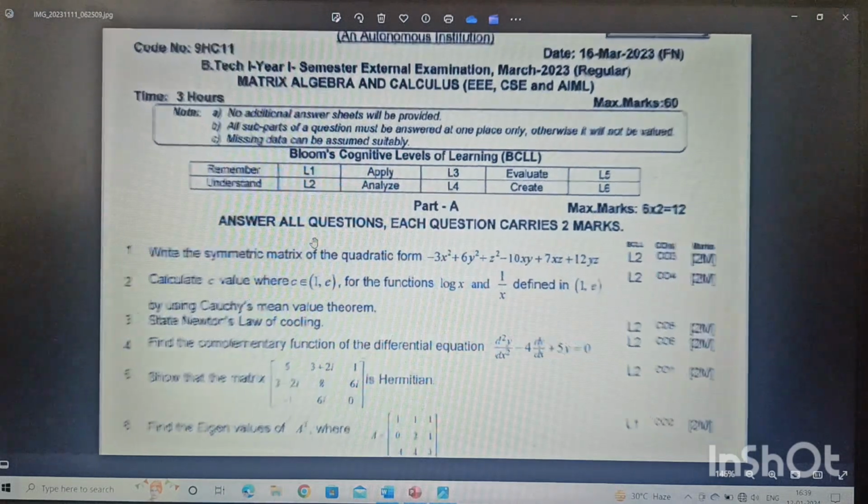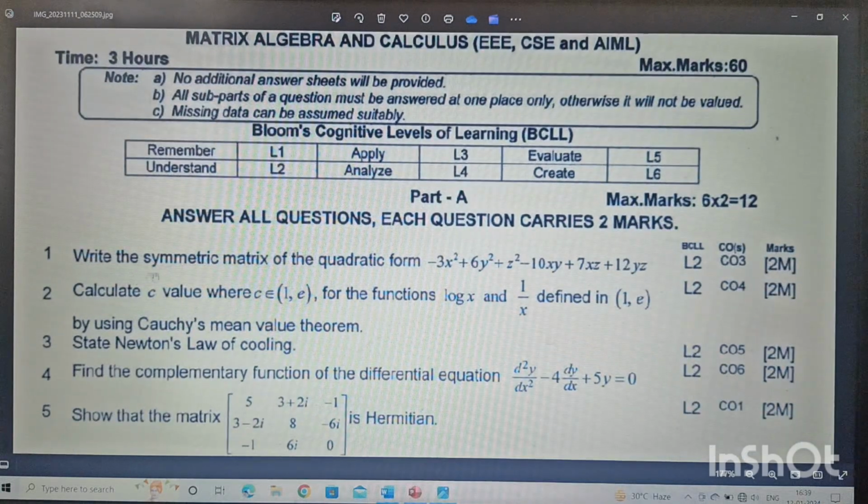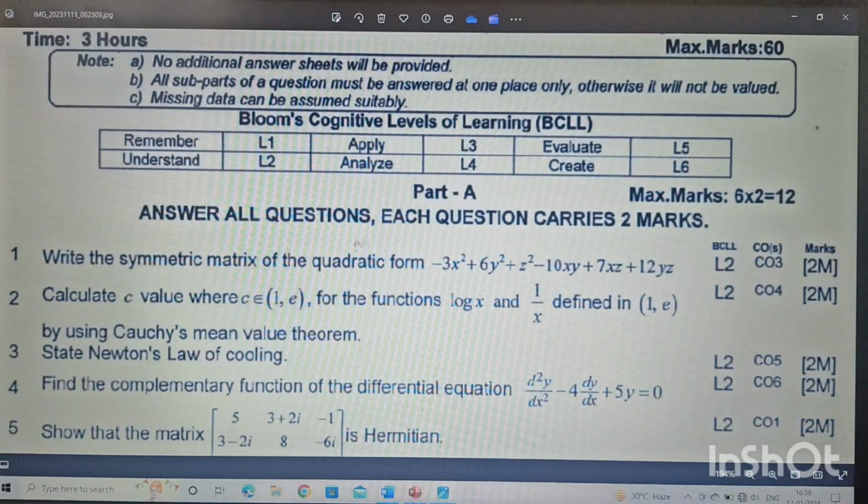So that is equal to here. First question is from the symmetric, write the symmetric matrix for the quadratic form. This is unit 3 and the question. Okay na, from unit 3 question.